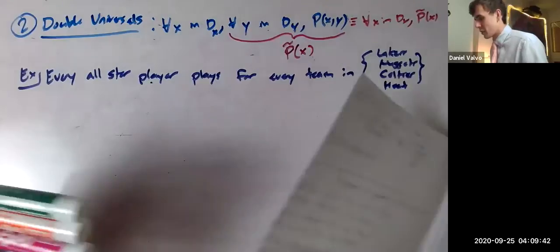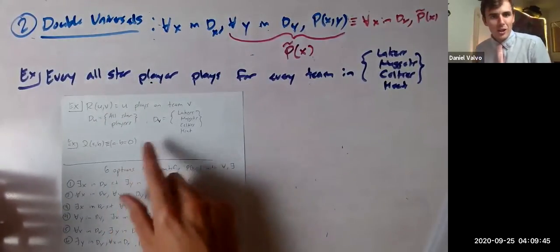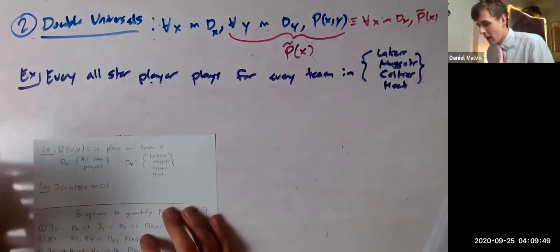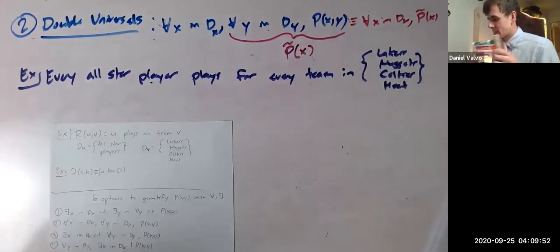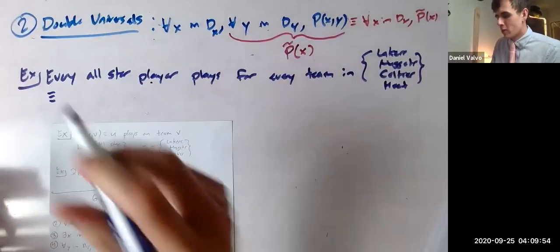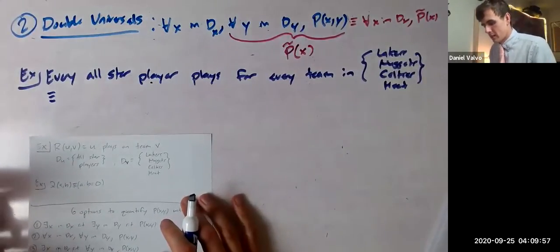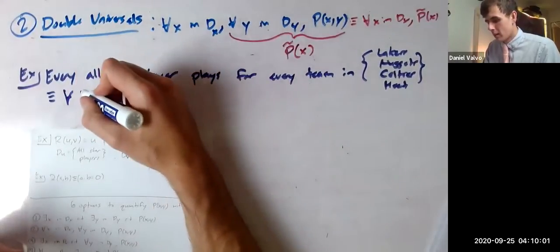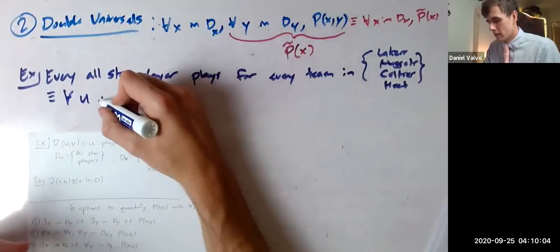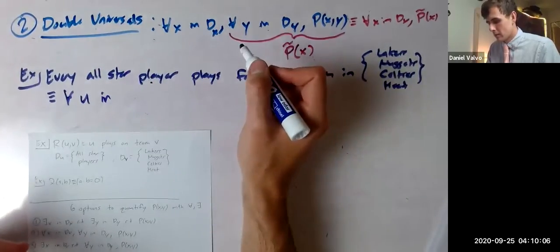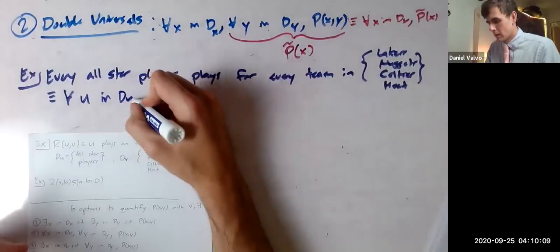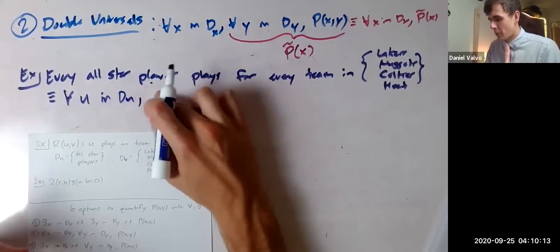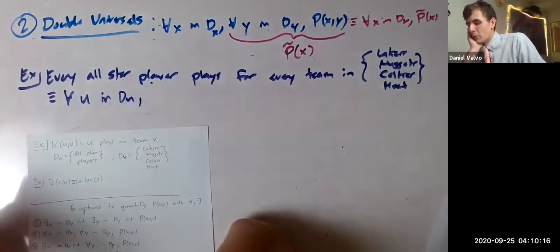So this is in context too. We kind of defined these things earlier in the last example. We're kind of piggybacking off that. So every all-star player plays for every team in this set of teams right here. This is equivalent to what? If we're using these definitions right here. For all U in DU, and then, yeah. So every player, what? So for all U in DU, what are we saying happens?